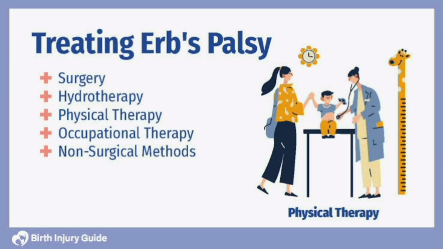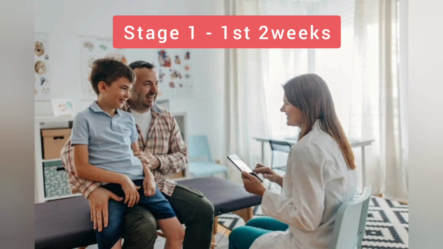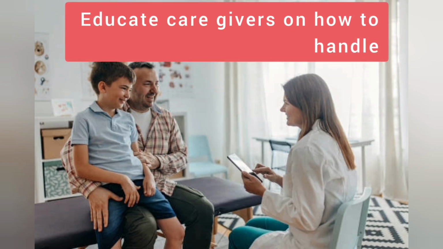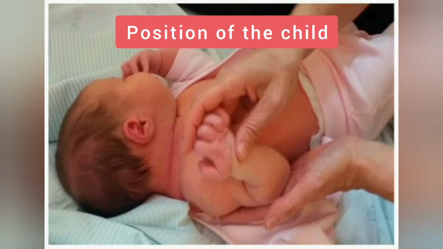The management is further divided as supportive management, that is by physiotherapy treatment. Stage 1, that is the first 2 weeks, the goal will be to educate the caregivers on how to handle and position the child. It is dependent on the hand position. The parent should hold the arm in supination and external rotation and place a small pillow or folded towel under the armpit alongside the arm when the child is resting or sleeping.